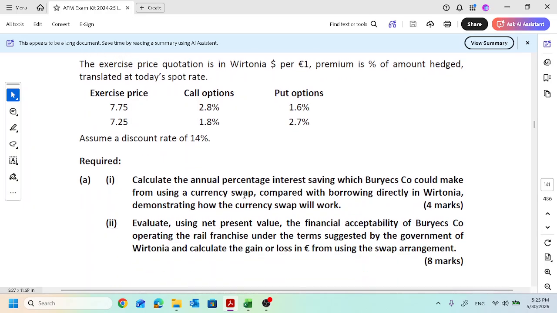Look, part A, first one, calculate the annual percentage interest saving which B company could make from using a currency swap compared with borrowing directly in Virtonia, demonstrating how the currency swap will work. 4 marks. This is a standard question you get in every currency swap question. This is the starting point of it. Right. So practice this really well. Any currency swap calculation comes, you will have this part. They may word it differently, but same thing we will do it. How do we do this?